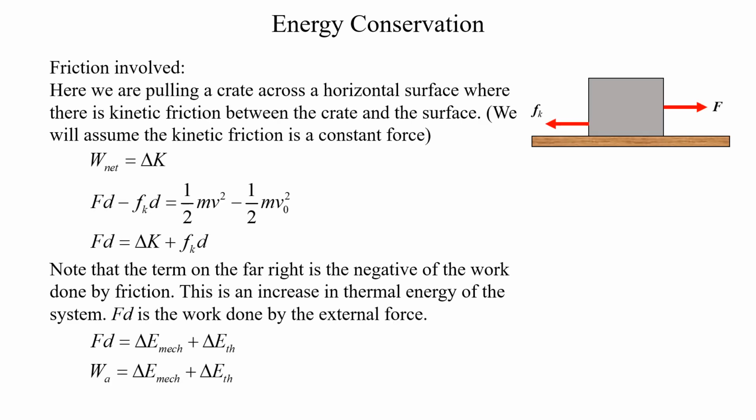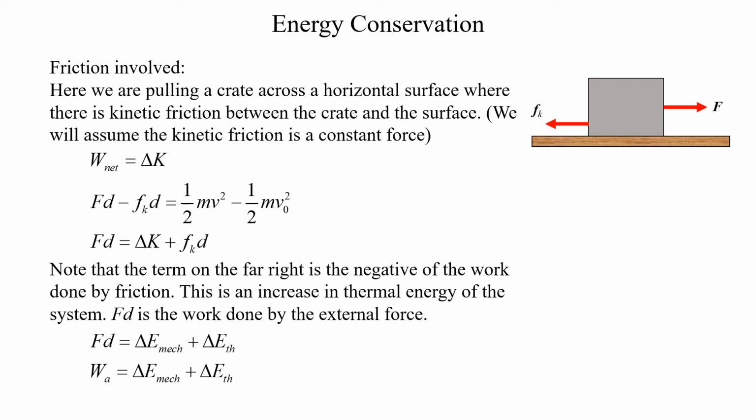Now let's look at what happens if we have friction involved. So here we are pulling a crate across a horizontal surface where there is kinetic friction between the crate and the surface. We have the applied force F pulling the crate to the right. Kinetic friction, of course, acts between the block and the floor, and we will assume the kinetic friction is a constant force. Well, we can apply the work-energy theorem, since we showed before that the work-energy theorem still applies in this energy conservation idea.